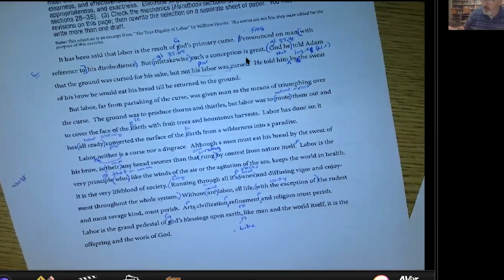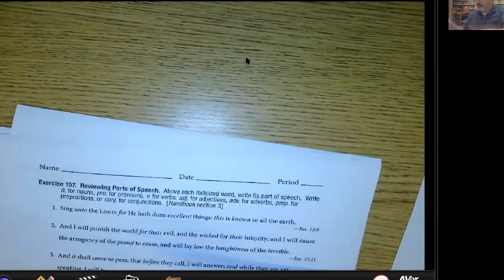Alrighty, that's it. Let's turn the page. That was a long one. Let's do 89. Hopefully these are shorter.